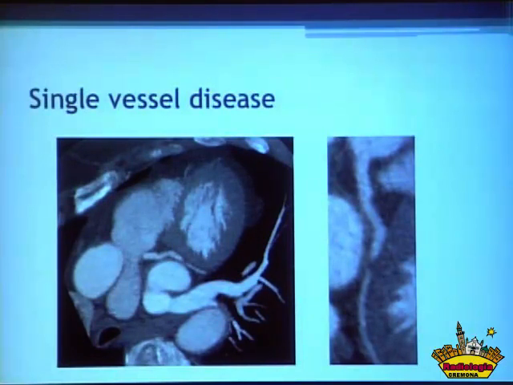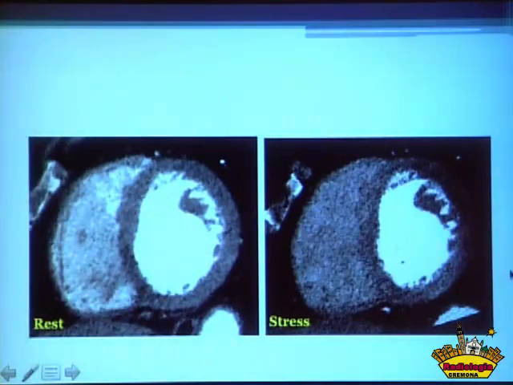Next example is an example of single vessel disease. So we've got the circumflex artery here, and this section here. And these are the perfusion images. So this is the rest scan, and this is the stress scan here. And you can see this perfusion defect in here, and there's this little bit of a defect in here as well.